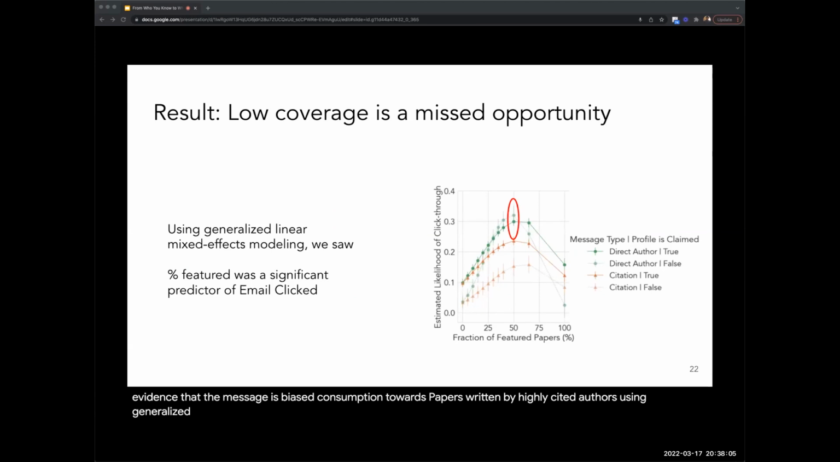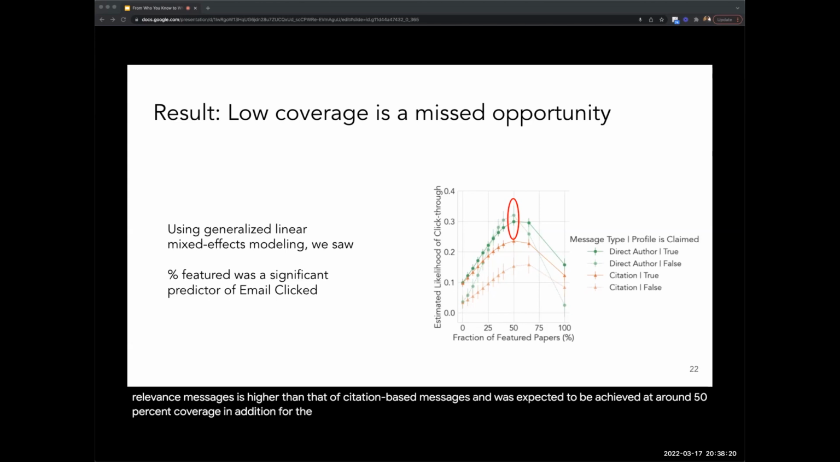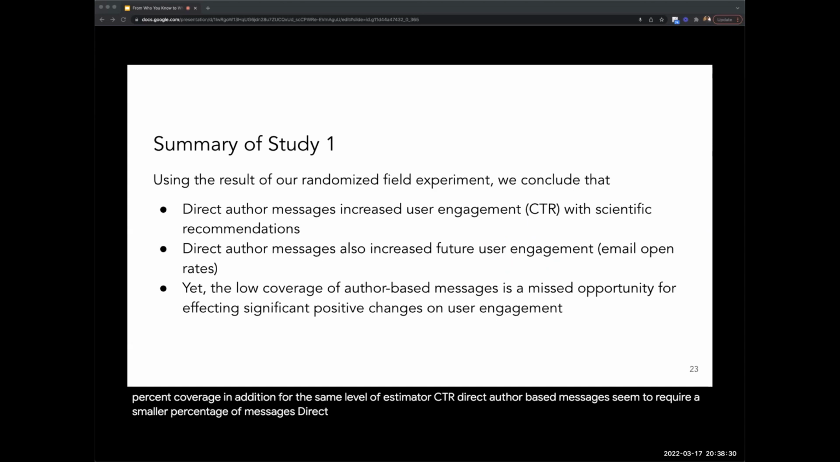Using generalized linear mixed models, we see the ceiling of the engagement boosted from direct author-based relevance messages is higher than that of citation-based messages and was expected to be achieved at around 50% coverage. In addition, for the same level of estimated CTR, direct author-based messages seem to require a smaller percentage of messages. To summarize, direct author-based relevance messages worked the best without biasing the consumption towards papers written by highly cited authors, but its full potential is unlikely reached due to the low coverage.